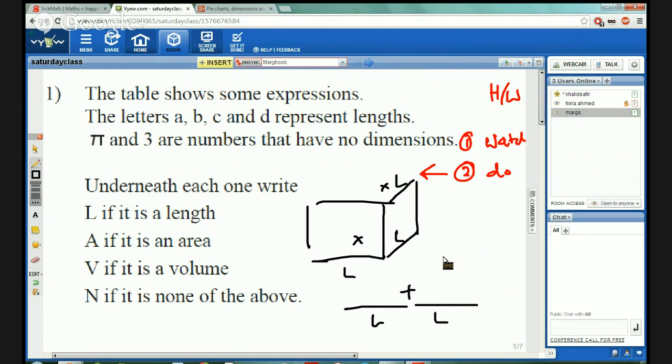But if you add two areas, guess what you get? You get another area, actually. So you stay in the same dimension. So adding doesn't seem to do anything, or taking away doesn't seem to do anything.